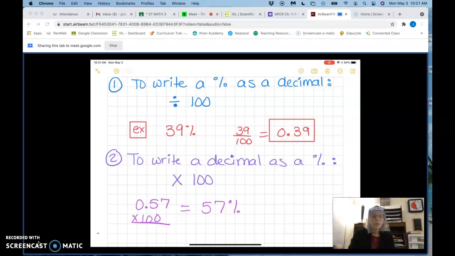Okay? The other rule for changing percents to decimals and decimals to percents is when you start with a percentage, you move the decimal 2 places to the left to turn it into a decimal. And when you start with the decimal number to turn it into a percent, you move that decimal 2 places to the right to turn it into a percent.